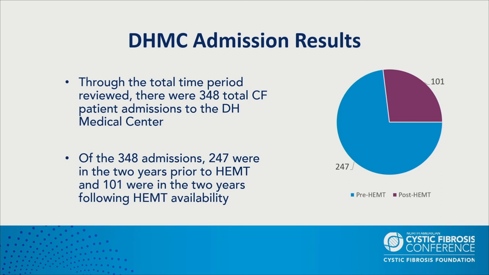So now getting into the results. For the total time period, the 4 years reviewed, there was a grand total of 348 cystic fibrosis patient admissions to DHMC. Of the 348 admissions, 247 of those admissions were in the 2 years prior to the commercial availability of HEMT, and 101 were in the 2 years following the availability of HEMT. So there's already a recognizable change in the pre- and post-HEMT cohorts based on the pie graph there.